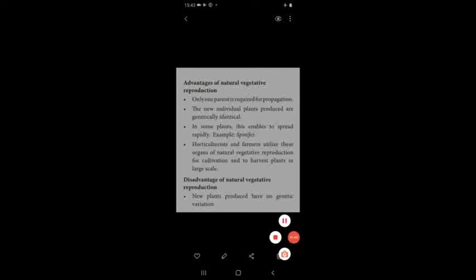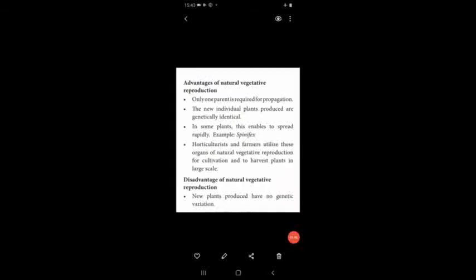Dear students, advantages of natural vegetative reproduction and disadvantage. First, the advantage is that it requires only one parent for propagation. No need for two parents to hybridize together. It needs only one plant. The newly formed plant which is produced is genetically identical, that is similar.